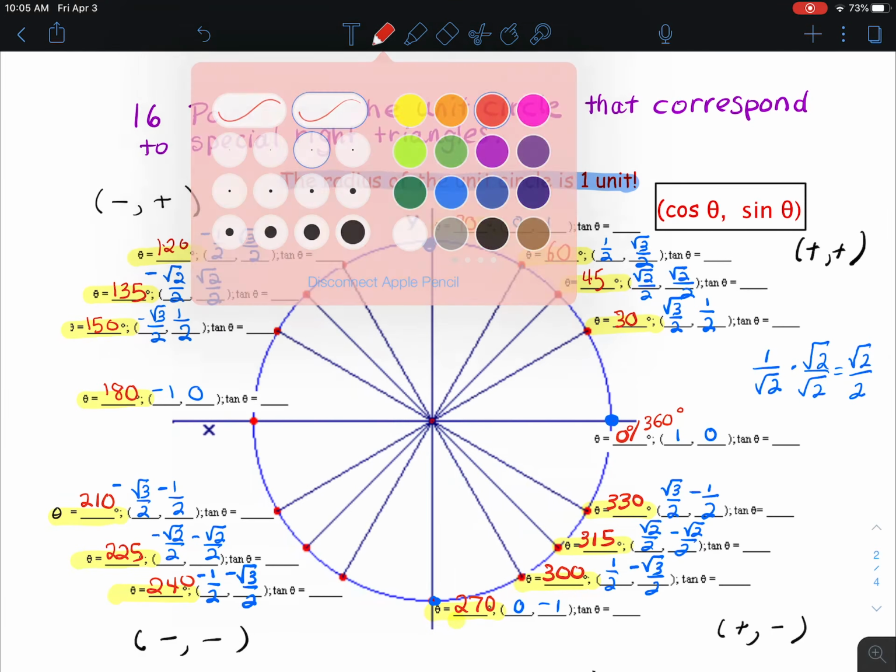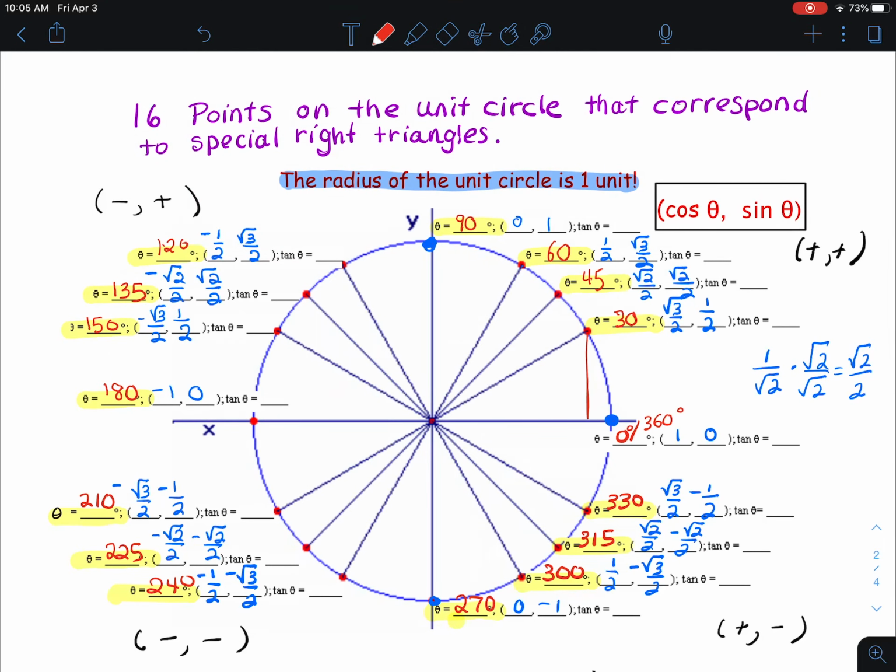Okay, so I'm going to go back to just kind of sketching this special right triangle that's at the 30-degree mark here. Okay, so here's my triangle. I know this angle in here is 30 degrees. I'm going to go ahead and label. I know the hypotenuse is 1. We said the short leg was 1/2. And then the longer leg was square root of 3 over 2, okay?